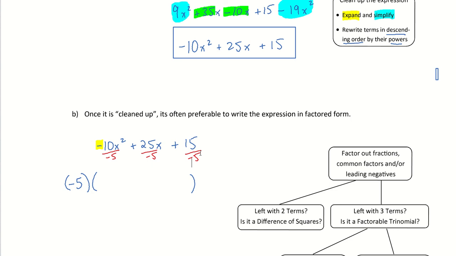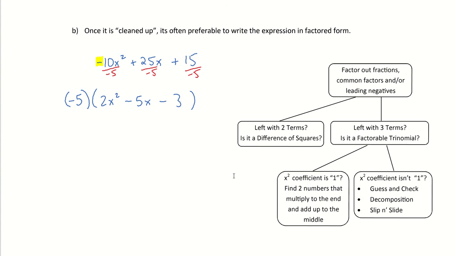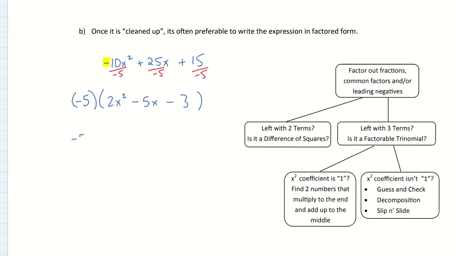So negative 10 divided by negative 5 is going to give us 2x squared. Positive 25 divided by negative 5 is negative 5x. And a positive 15 divided by negative 5 is negative 3. So I've undistributed the negative 5 from the trinomial. Now I'm just going to continue on writing the negative 5 out front. You'll maybe recognize that this is one of those factorable trinomials with a coefficient in front. This was sometimes a trickier one to do. I'm going to do it by just guessing and checking.